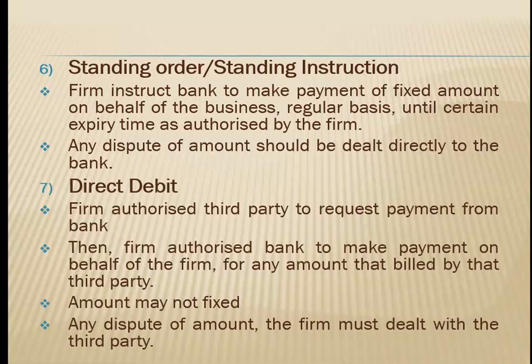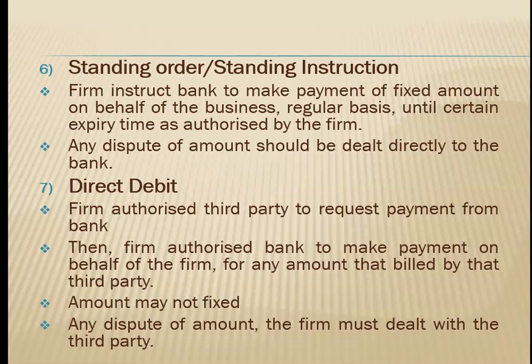However, direct debit is more or less the same as standing instructions. It also requests the bank to make payment on our behalf. However, the amount of payment usually is not a fixed amount. The direct debit can be a different amount every month, for example your internet bills or your electricity bills, because the amount is not the same every month.